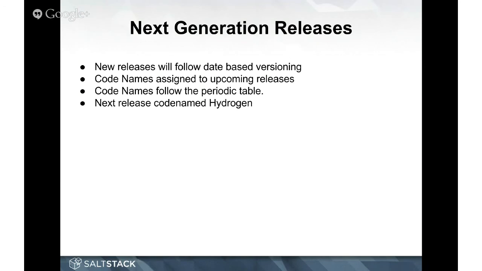And so we've decided to follow the periodic table for all of our code names, which means that you now know our code names out for quite a while. So the next release will be codenamed Hydrogen. We're still going to refer to them via their release numbers, but it's just an easy and convenient way for us to keep track of saying what is the release that we're currently working on without declaring exactly what that date is going to need to be.